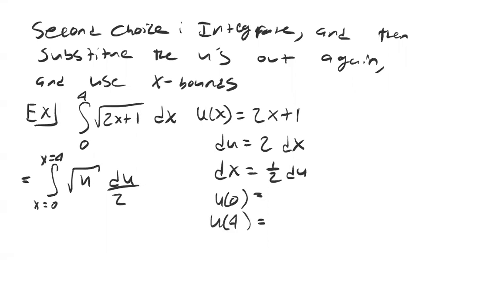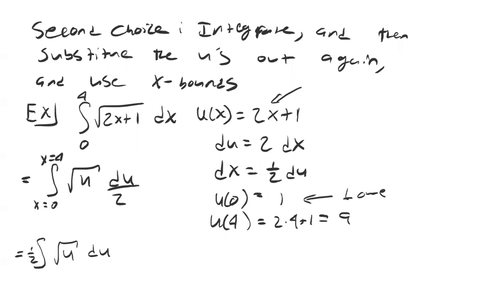And whatever numbers I get there are going to be my new bounds for my integral. So this is going to be the integral of square root of u, pull out a 1/2, du. So when I plug in 0 for x here, I get 1. And when I plug in 4, I get 2 times 4 plus 1, which is equal to 9. So these are my two new bounds. This was the lower bound. This was the upper.